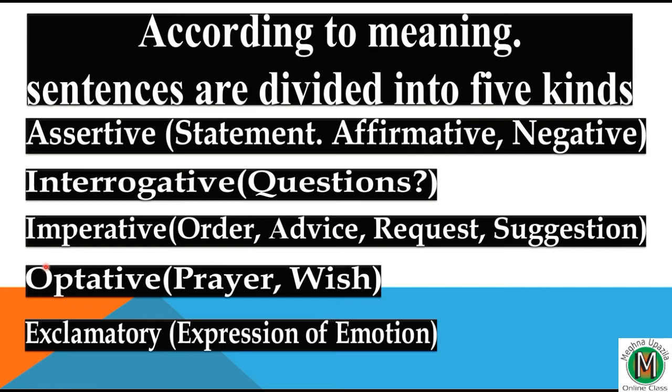The fourth one is optative sentence. Optative sentence expresses someone's prayer or wish for someone. And the last one is exclamatory sentence. That is the expression of emotion, the expression of a person's inner grief, inner happiness, or something that suddenly happened.